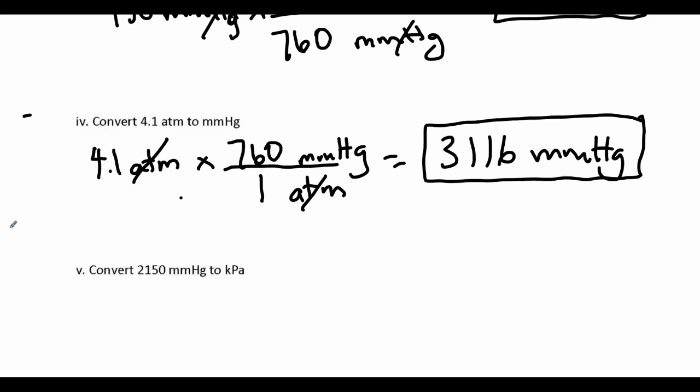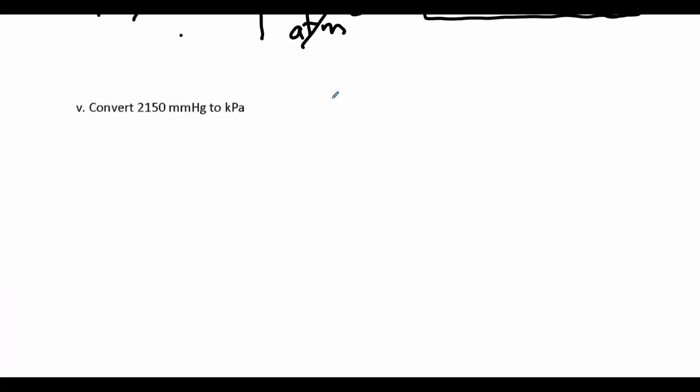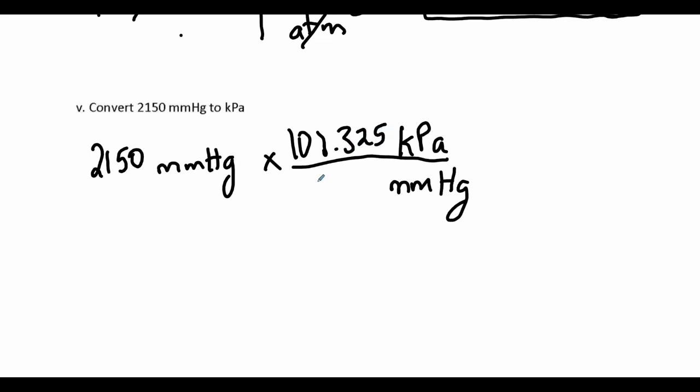Good, and finally, this is the one that's a little bit different. When you go from millimeters of mercury to kPa, it's still the same process, it's just you don't end up with a 1 in your fraction, but that's okay. So 2,150 millimeters of mercury. Whoops, I'm getting a little messy here. Millimeters of mercury on the bottom, kPa on the top, and if you look back, it's 101.325 kilopascals is equal to 760 millimeters of mercury.